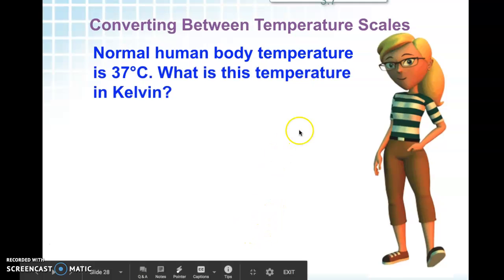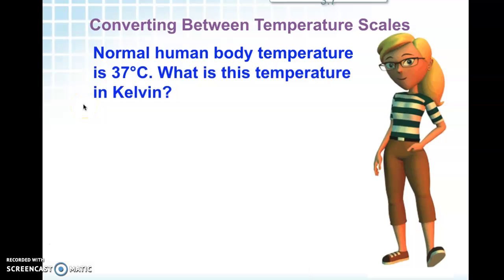So we have normal human body temperature is 37 degrees Celsius. What is this temperature in Kelvin? So again, go ahead and pause the video and you can answer that question. So we take our Celsius temperature and we add 273 to it, and you get 310 Kelvin.